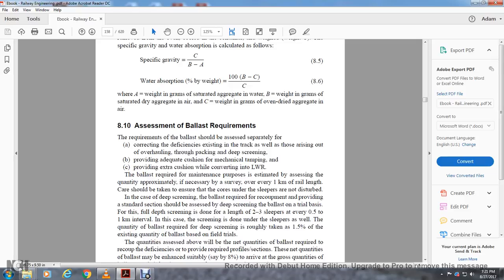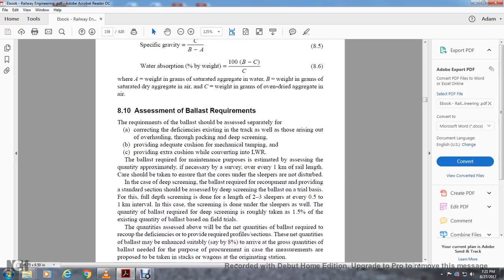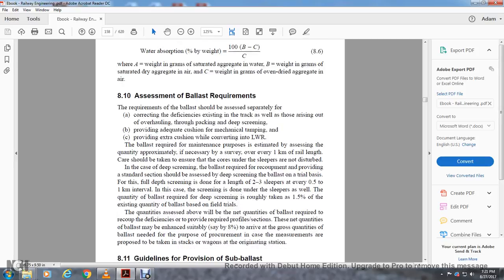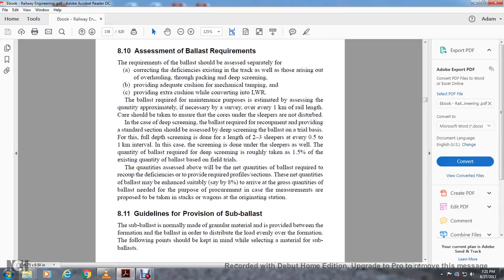The quantity of ballast required with deep screening is roughly taken at 1.5% of the existing quantity, based on field trials. The quantity assessed above will be the net quantity of ballast required to recoup the deficiency and provide the required profile section. The net quantity of ballast may be enhanced suitably, say by about 8%, to arrive at the gross quantity of ballast needed for the purpose of procurement, in case measurements are proposed to be taken in stack wagons at the originating station.